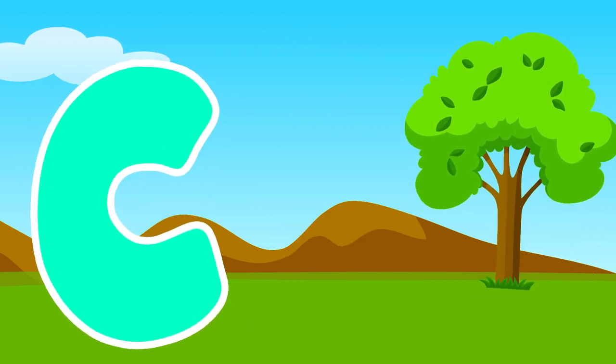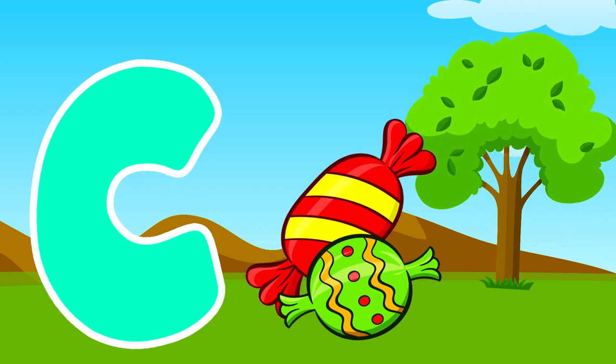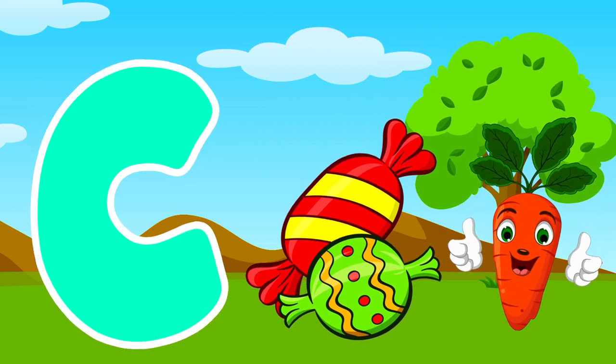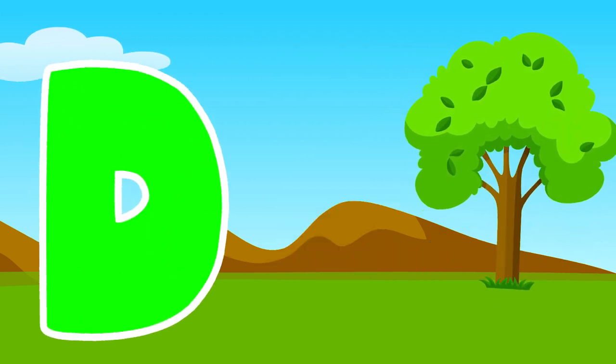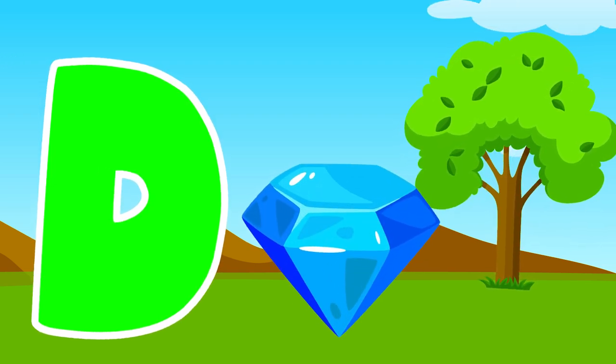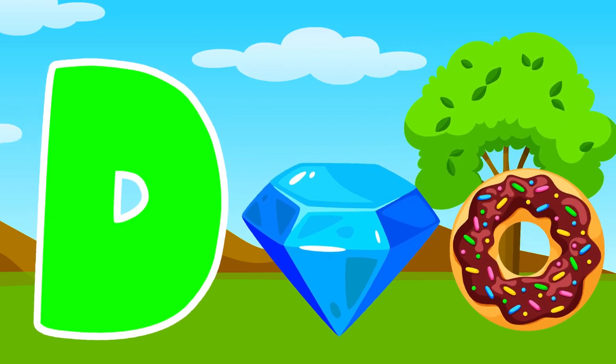C, this is the letter C. C is for candy, c, c, candy. C is for carrot, c, c, c. D, this is the letter D. D is for diamond, d, d, diamond. D is for donut, d, d, d.